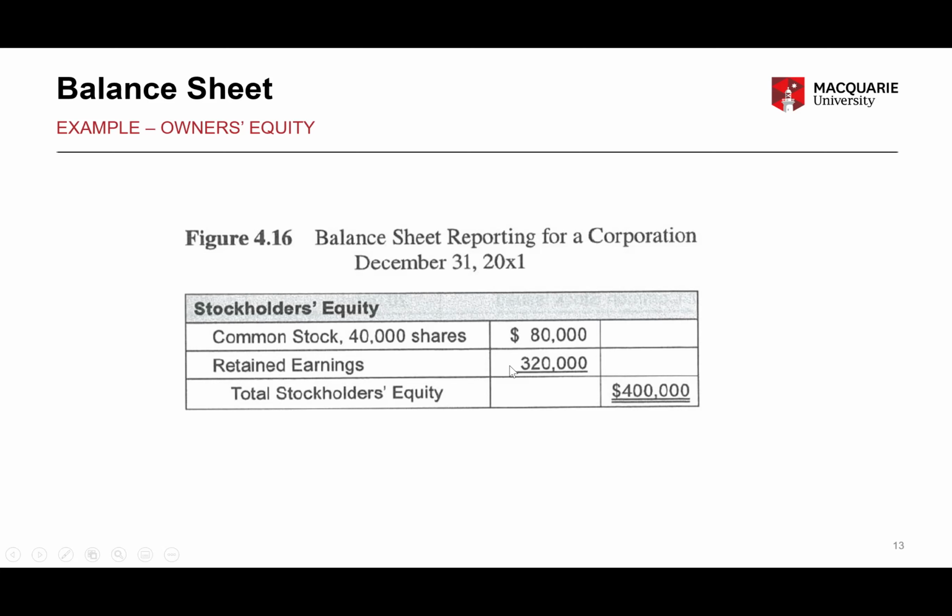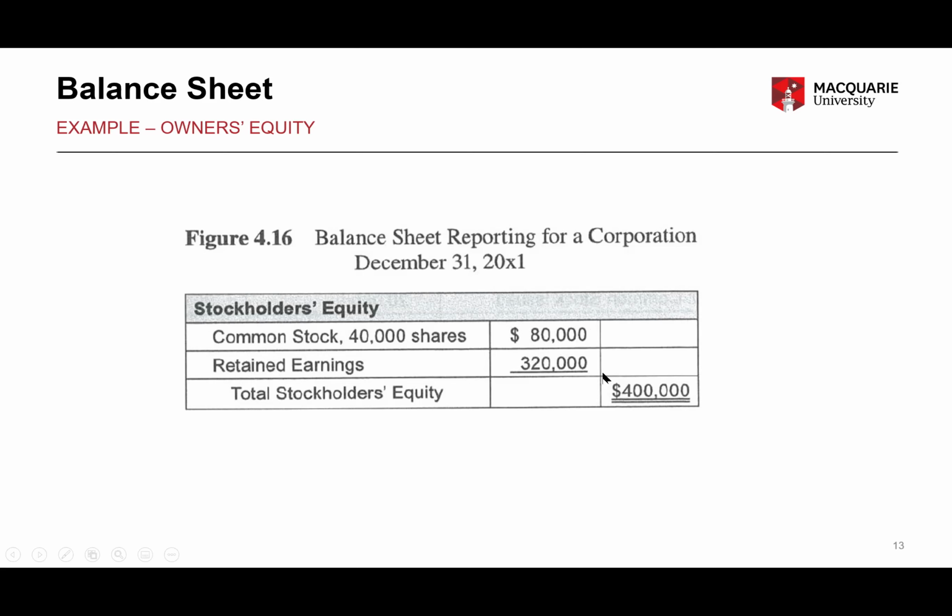So this retained earnings figure gets updated every year. It will change every year, whereas the common stock or share capital usually will not change. It won't change unless the company issues more shares or buys back shares. So it hardly ever changes.